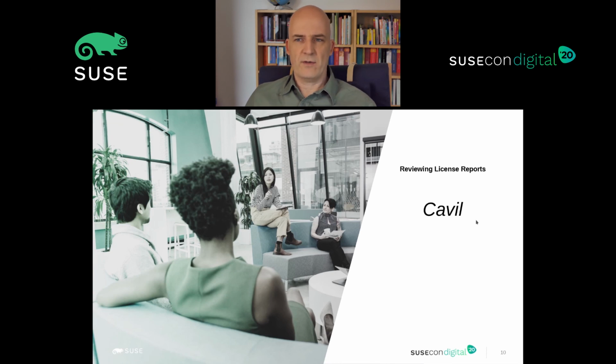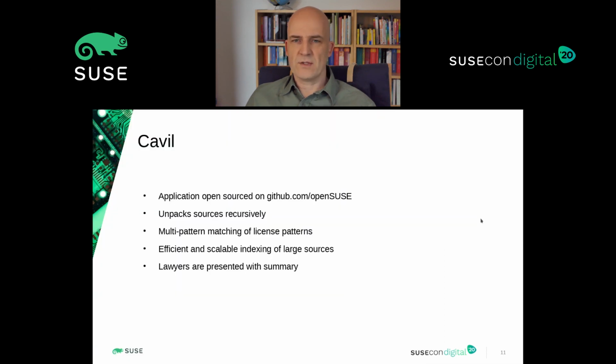This is called Cavil. It is used for reviewing licenses, but also as a gate in our development process. The application itself is open sourced and you can find it on GitHub in the openSUSE organization. When there is a new package submission, it will unpack the sources to make them readable, by unpacking all the archives, rendering documents, extracting the text from PDFs and similar things.